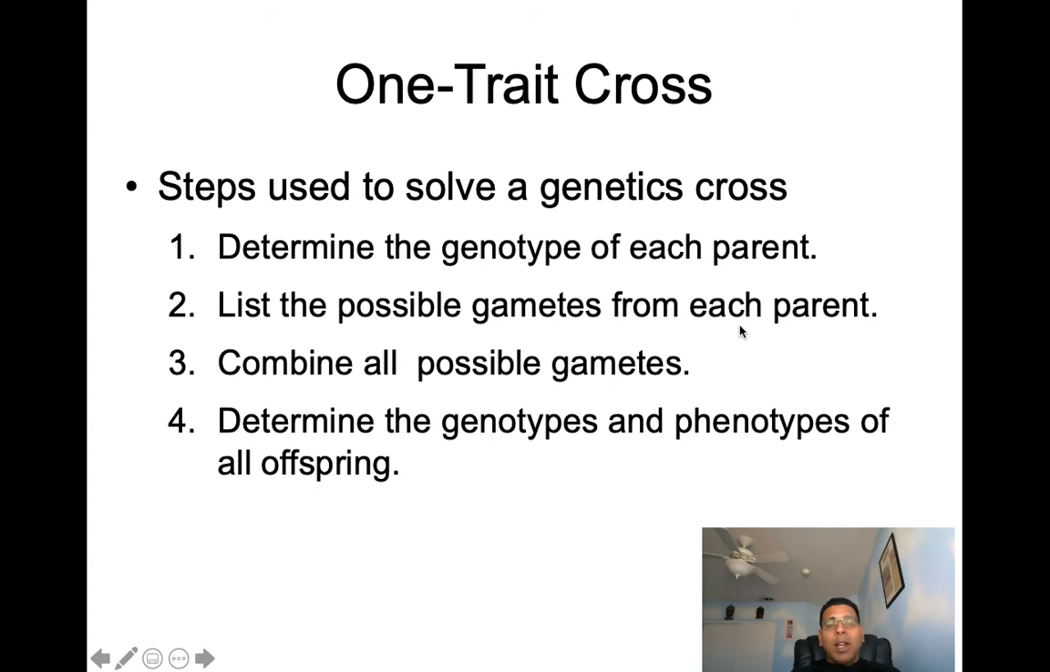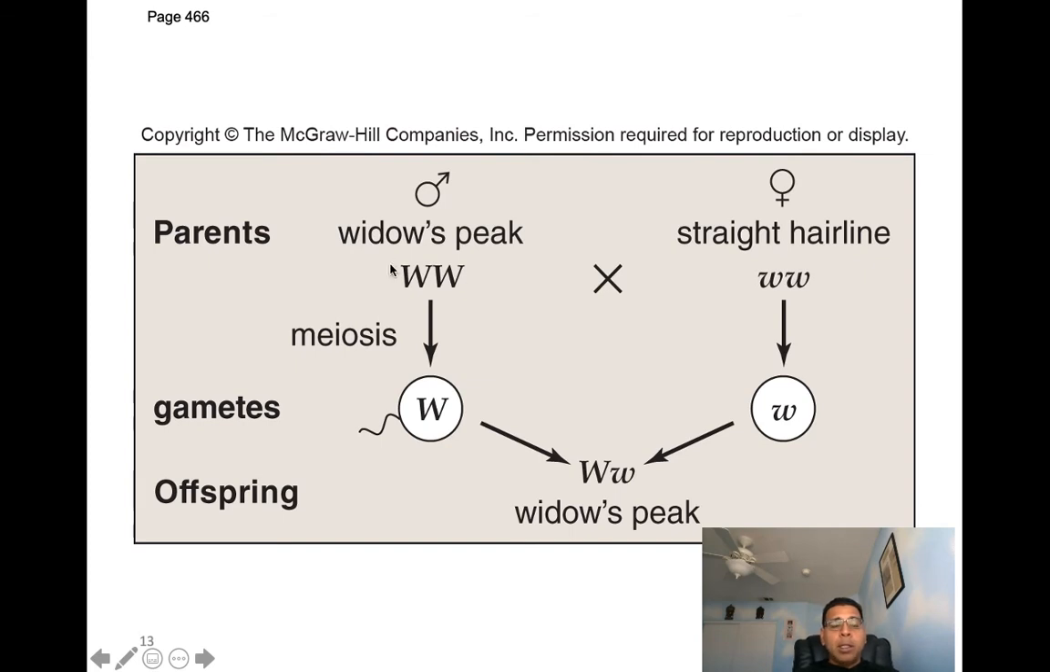We've kind of already done that in our minds, right? Then we're going to combine all the gametes, and then determine the genotypes and the phenotypes of all the offspring. So here we can see we've got the parents, and we've determined their genotypes. Then we list the possible gametes that each parent can give off to the kids. If this parent has two capital W's, they can give off one capital W. If this parent has two lowercase w's, they're going to give off one lowercase w. So here we've listed the possible gametes for each parent.